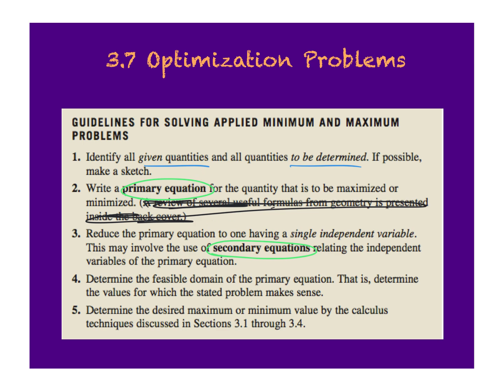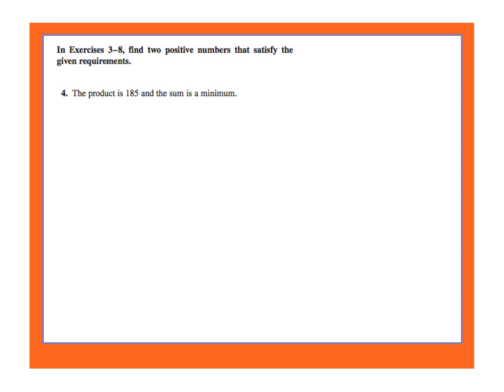Keep going. Determine the feasible domain of the primary equation. That is, determine the values for which the stated problem makes sense. Sometimes we'll get a negative, and that's extraneous in the context of our problem. Keep going. Determine the desired maximum or minimum values by the calculus. How do we get a minimum or max? With the derivative. We take a derivative, and we set it equal to zero. All right, let's keep going.